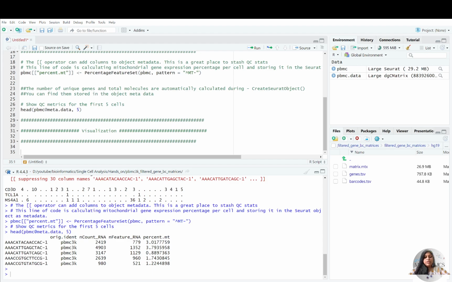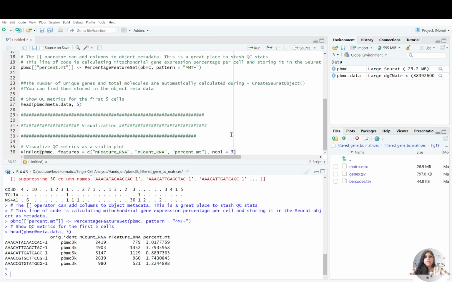For visualization, we will be using a violin plot. To know what a violin plot is, you must first know what a box plot is.